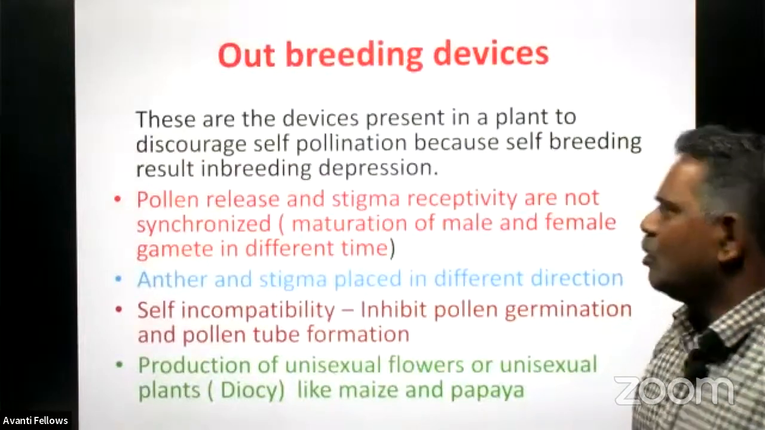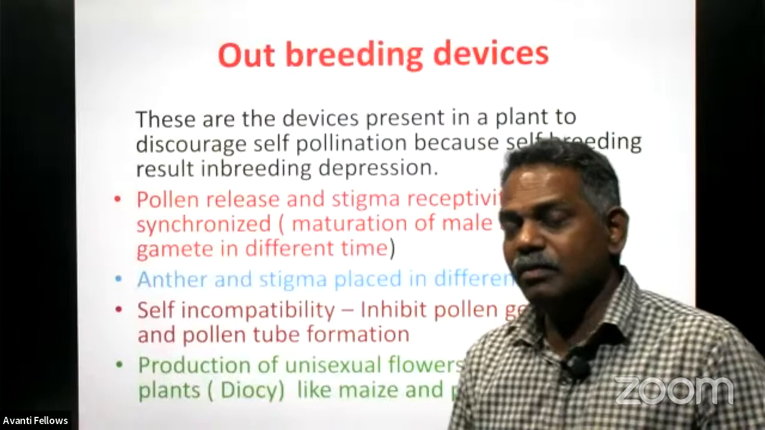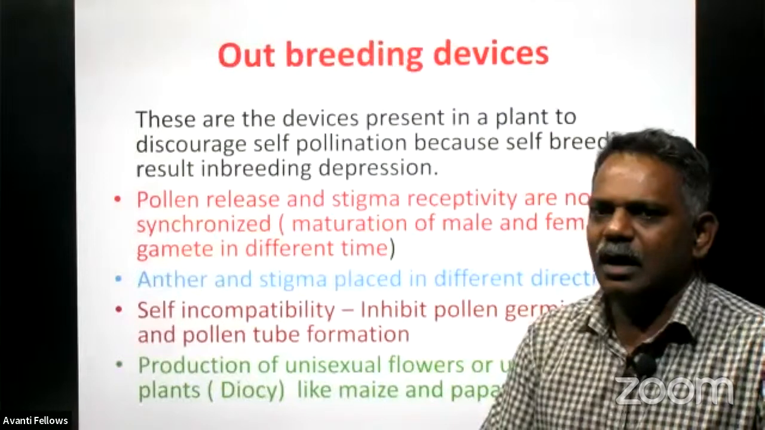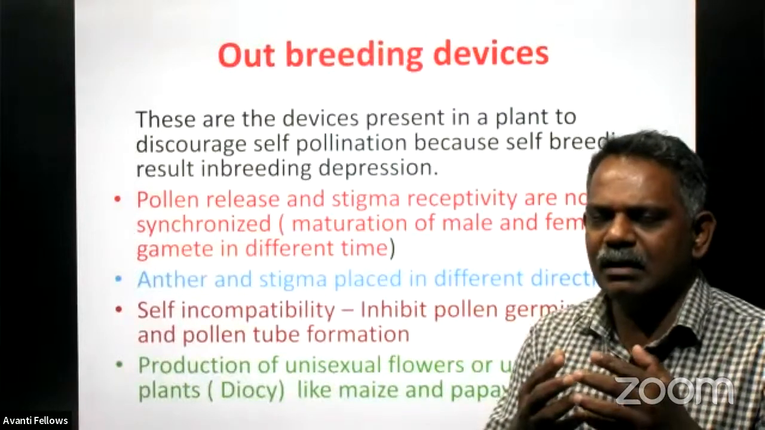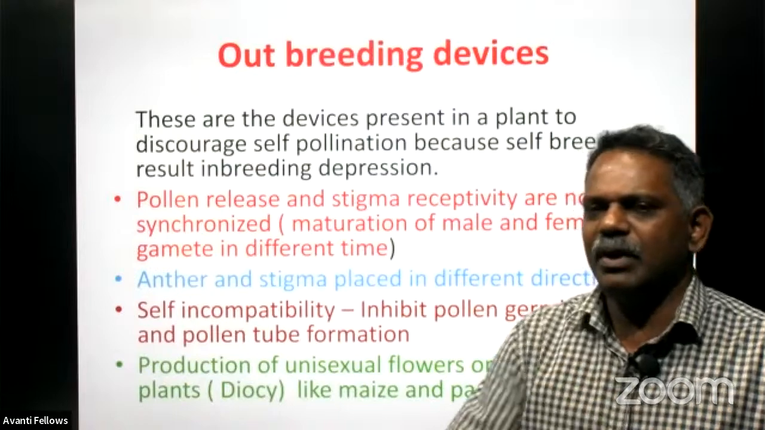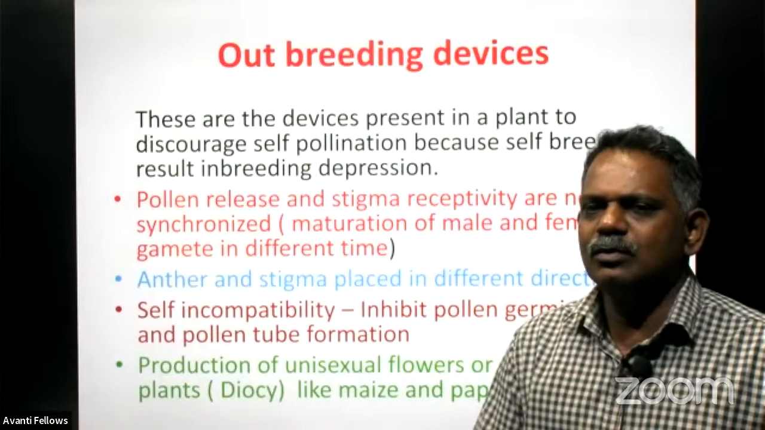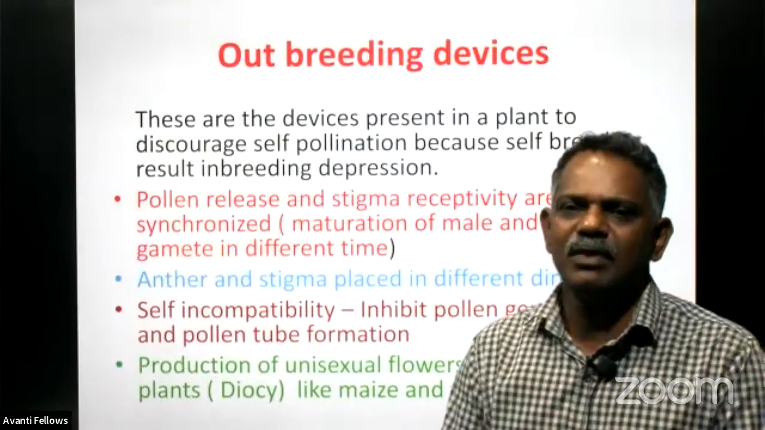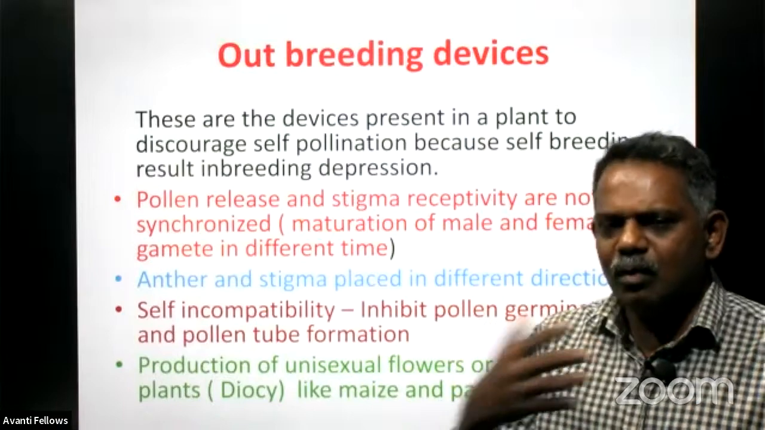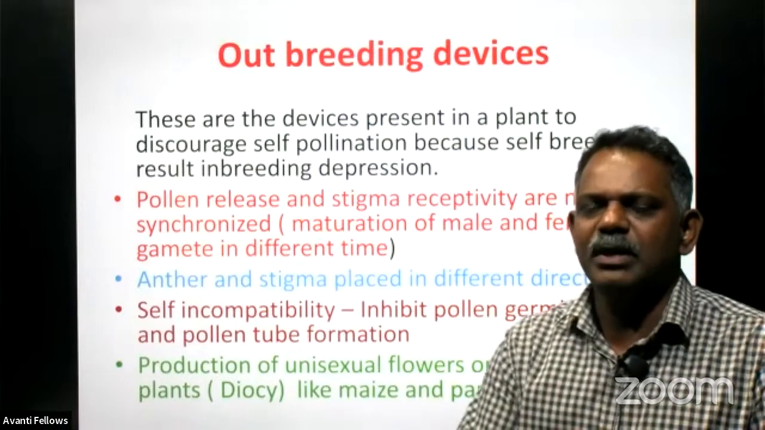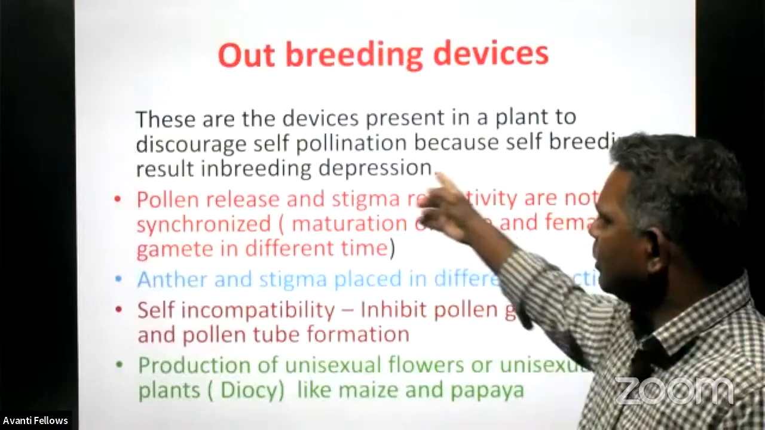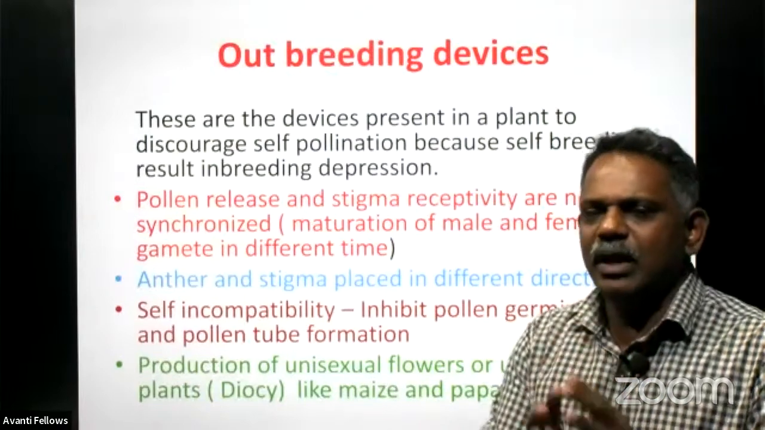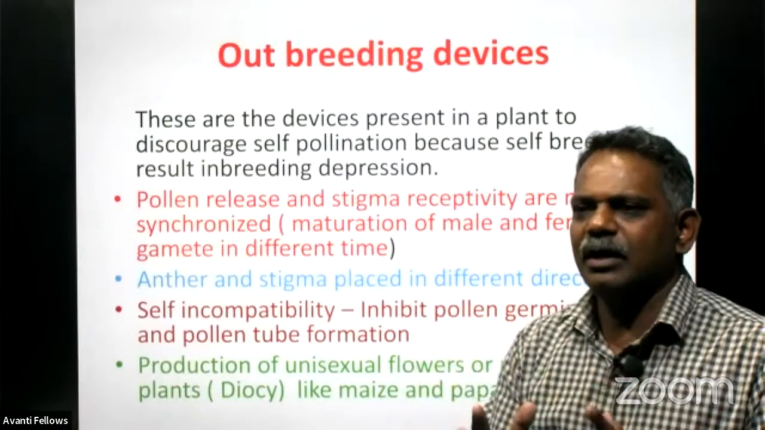Then come to the outbreeding devices. Outbreeding devices are devices present in the plant supporting outbreeding. If a plant goes for self-pollination for many generations, chances are there to lose a lot of vigor, a lot of good characters. That we call the vigor. So much vigor will go if the plant goes for inbreeding for many generations, and that we call inbreeding depression. Chances are there to lose many good vigors from the body due to continuous inbreeding.